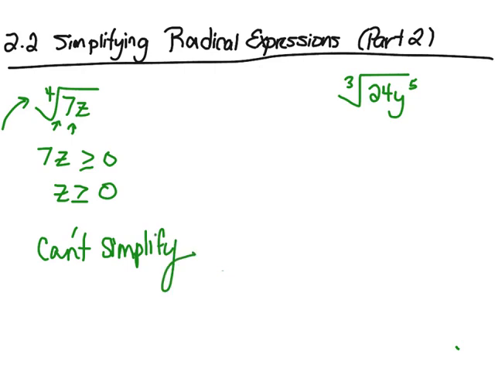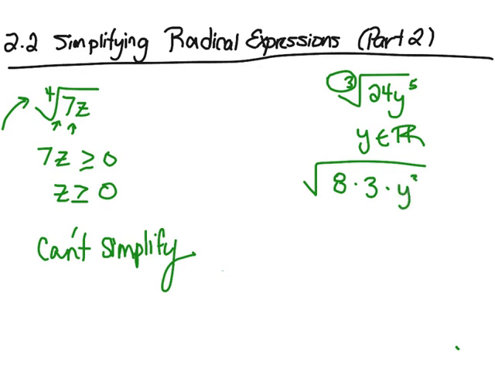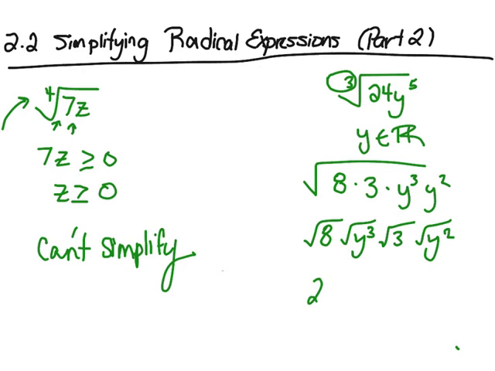For this one, because our index is 3, you can have a positive or a negative underneath the radical, so it really doesn't matter what you have, so y is an element of all the real numbers. Now we need to break this up into cubes, so 8 times 3. Now we look at how many groups of 3 can go into y to the 5. There's 3 that fully go in with 2 left over. So it's the root of 8 times the root of y to the power of 3 times 3 times y squared. So we're left with 2y.